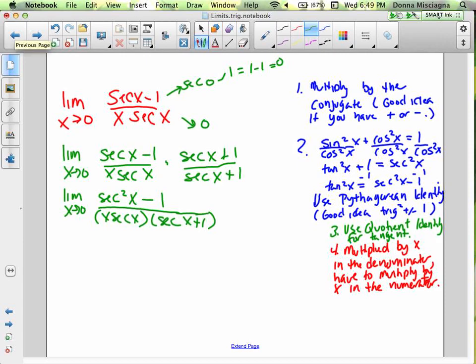There's no reason to necessarily multiply out in denominators. It's numerators so that we can split things up. And that'll hold for everything. I rarely multiply out in a denominator ever. All right, so secant squared x.